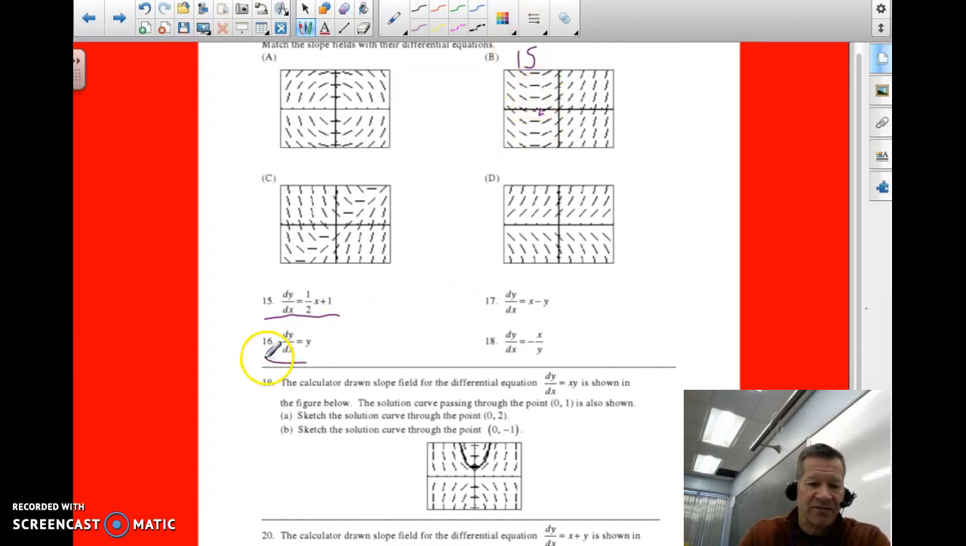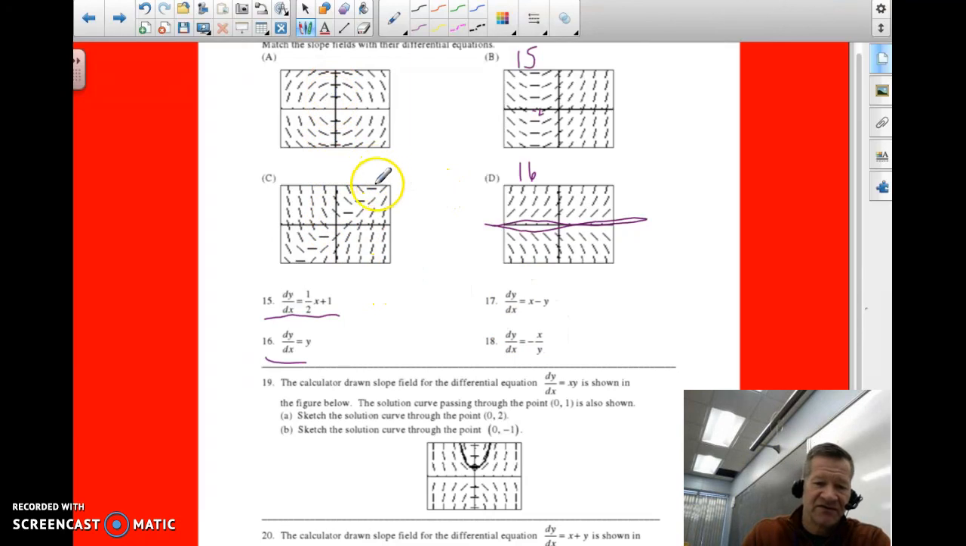Number 16 only depends on y, so now horizontal rows should be the same. Not the same there, not the same there. Here they're the same all the way across. This must be number 16. And again, if you look here, when y is 0, they're all horizontal. That makes sense. When y is 0, the derivative is 0. When y is 1, the slope is 1. When y is 2, the slope is 2. Okay? Now these two depend on x and y, so they're definitely these.